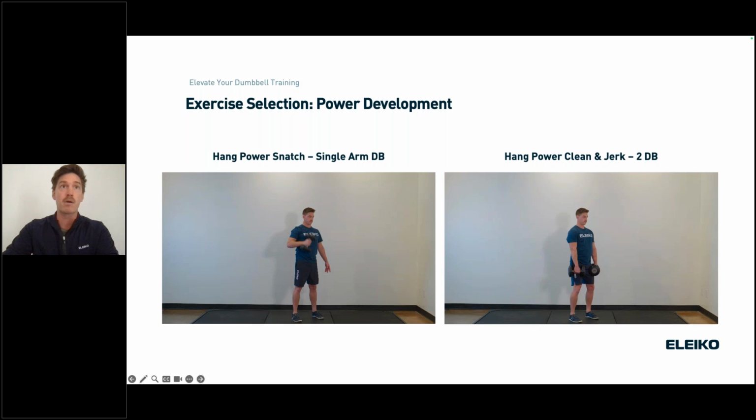So we have our hang power snatch, trying to develop some power output using a single arm. You can do this with 2 arms, do this alternating arms as well. You can see the variations that can come into play here with using dumbbells. We have our hang power clean and jerk, a combination of 2 power exercises. Use speed and force with it.